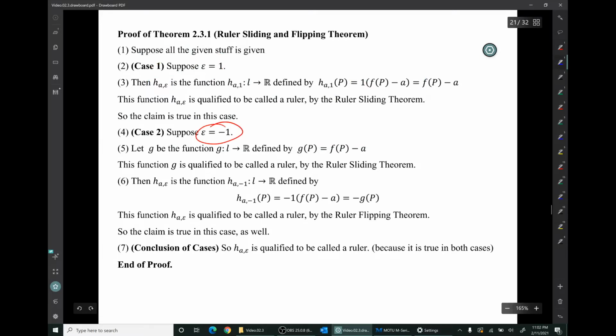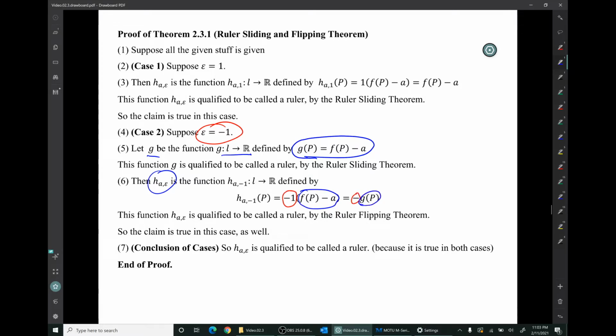Well, this case is just one step longer. We're going to start by letting g be this function, the function that's defined this way. Well, that function is qualified to be called a ruler by the ruler sliding theorem. And then look at the function h. The function h has a -1 in front of that stuff. In other words, it's just the negative of g.